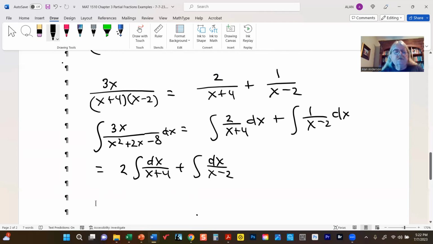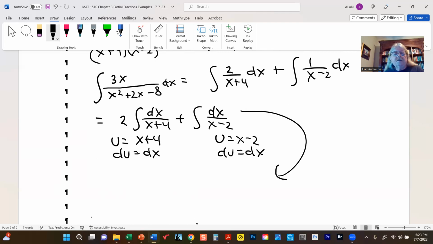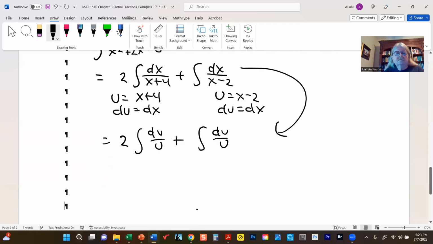Each of which can be solved directly with u substitution. All right, so here let's let u be x plus 4 so that du is simply dx. And over here, u would be x minus 2, and du would again be dx. So you've got 2 du over u plus du over u. And so you end up here with 2 log absolute value of u plus log absolute value of u.